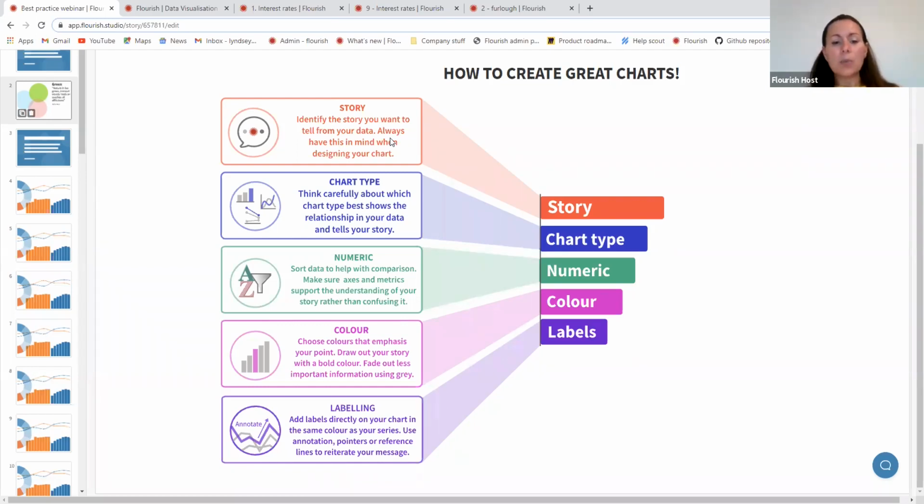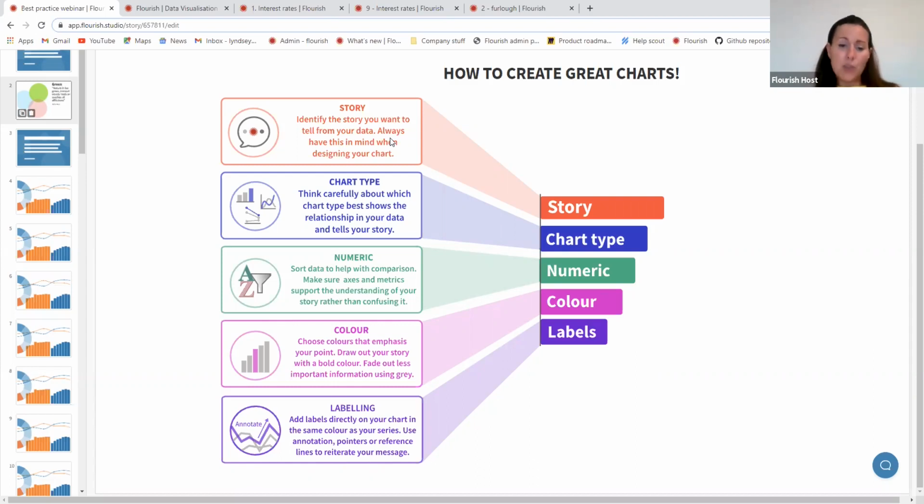Also things like sorting your data. If you have categories, not just leaving them in alphabetical order, but sorting them in numerical order so that people can see the pattern. I see this a lot, people not thinking about sorting, which is such an easy thing to change and makes it much easier for someone to understand.